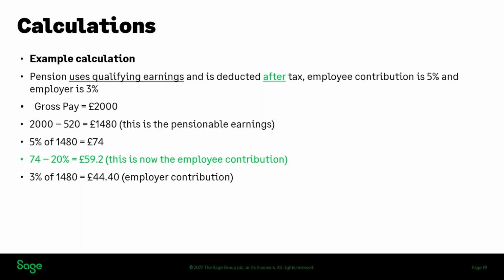Now, hopefully that makes sense so far. You don't have to do this step for the employer. That's just simply a straight 3% of 1,480 based on the fact that they don't get any tax relief.